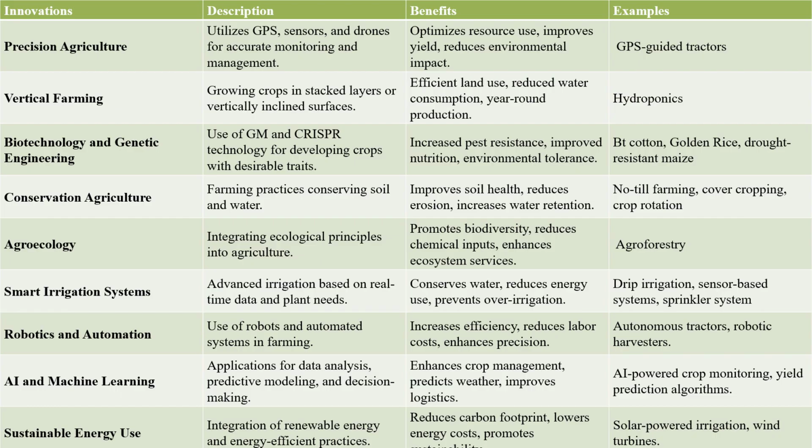Seventh point is robotics and automation. The use of robotics and automated systems in farming increases the efficiency, reduces the labor cost, and improves the precision. For example, autonomous tractors, robotic harvesters, etc.